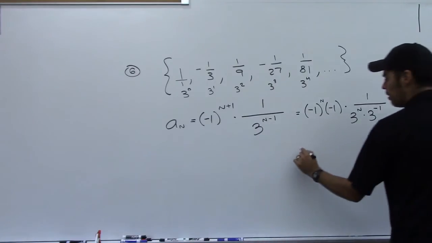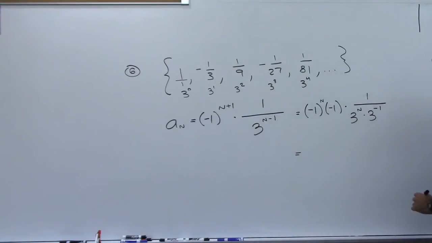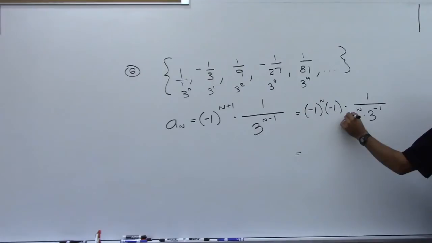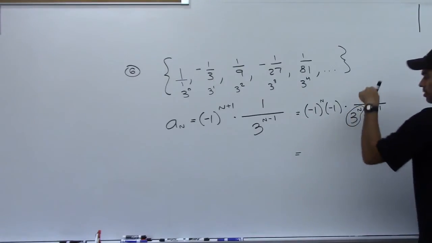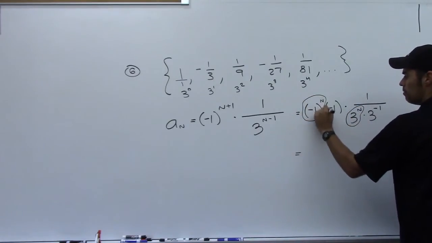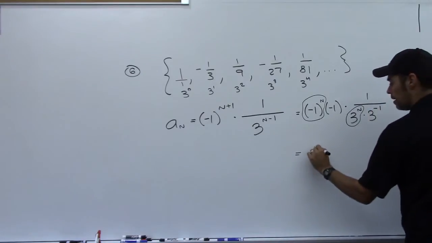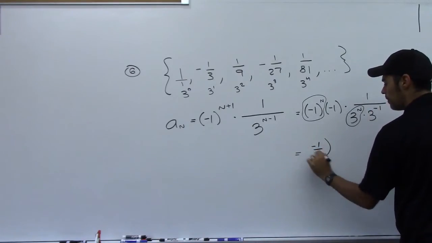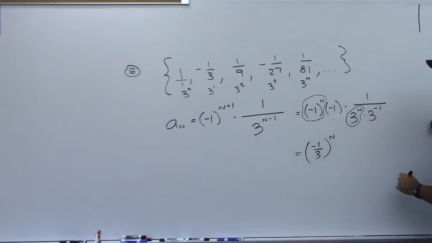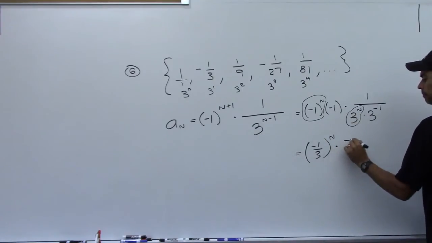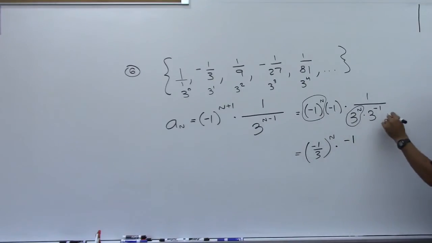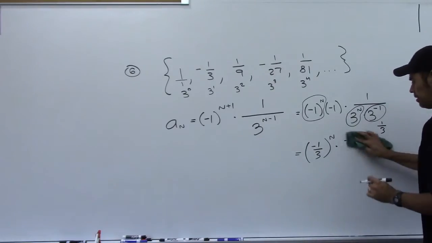And keep going here. All right, so the things that I have to the n are this, which is on the bottom, and then this, which is on the top. So I can rewrite that as negative 1 over 3 to the n. And then I have a negative 1 here over this. Now, on the bottom, this really means 1/3. And since it's on the bottom, I flip it up as a 3. So I should have written this.